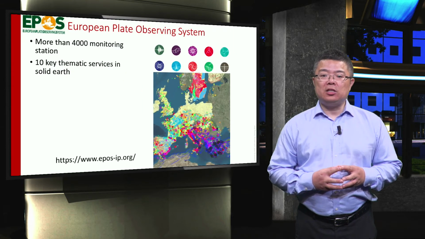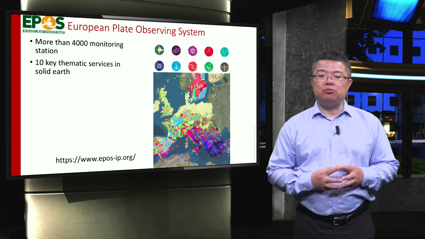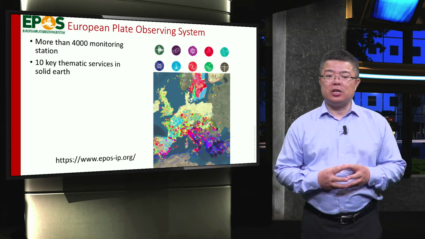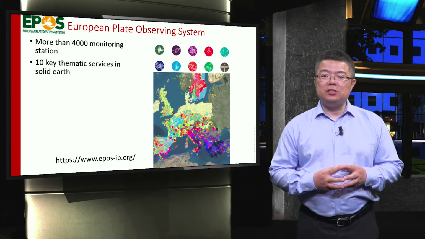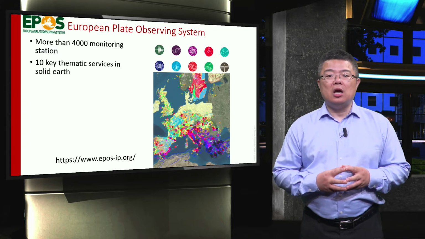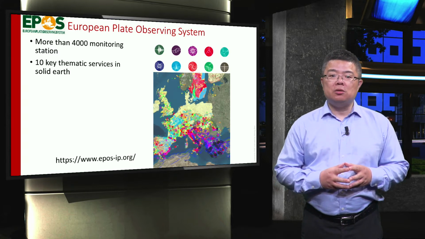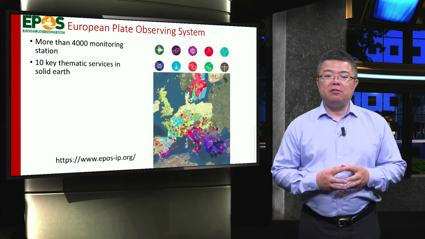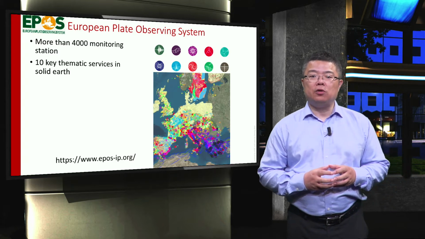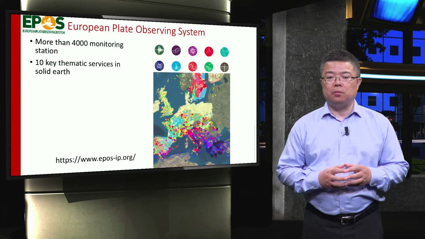The European Plate Observing System, EPOS, is a research infrastructure connecting more than 4,000 observation stations across Europe. It provides services across 10 thematic centers, including seismology, near-fault observations, and volcano observations, etc. Users can access these thematic services and EPOS data from a catalog via a central portal.